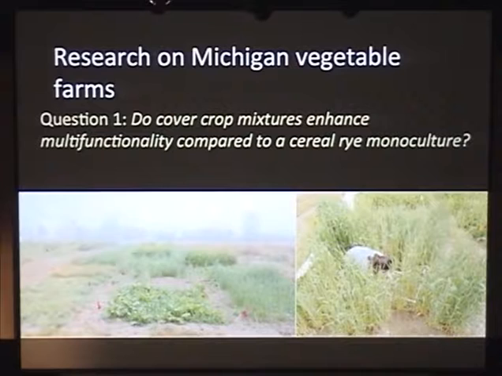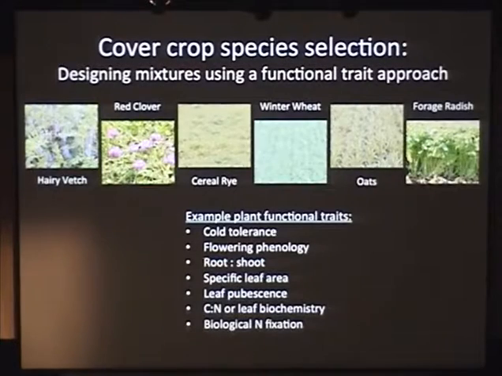So we predicted that functional diversity of the mixtures would correlate with multifunctionality, meaning that the mixtures would have greater multifunctionality than rye. So we combined different species of cover crops according to complementary plant traits, in particular biological nitrogen fixation, shoot carbon to nitrogen ratio, and also cold tolerance.